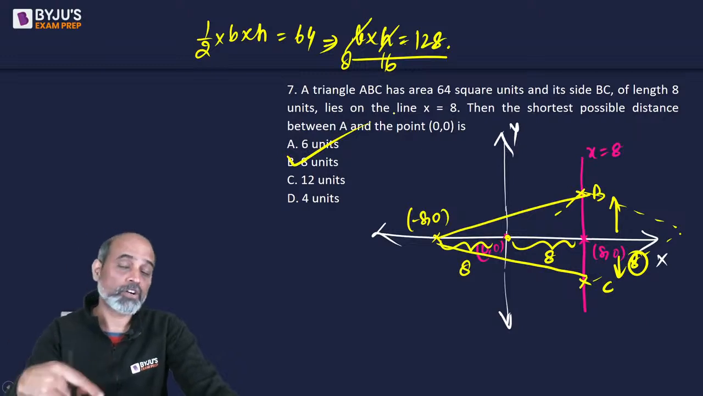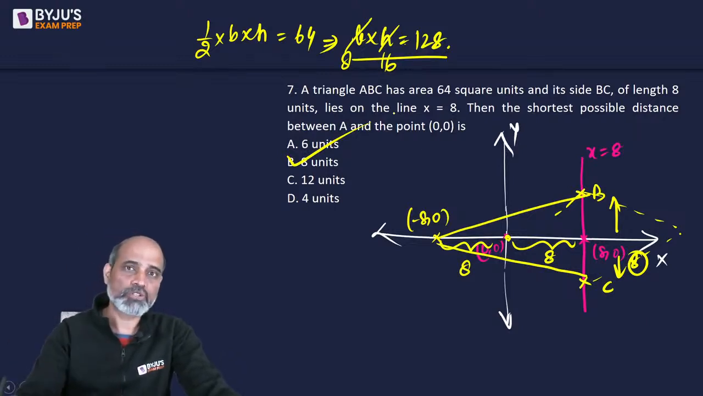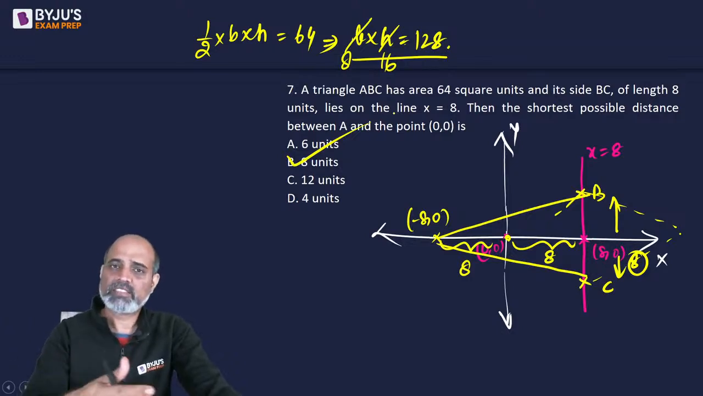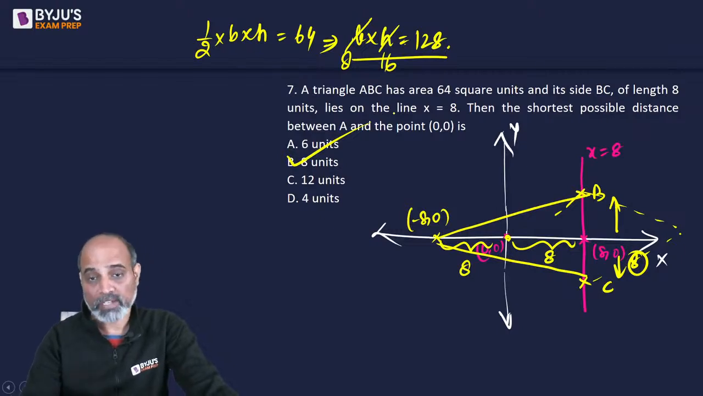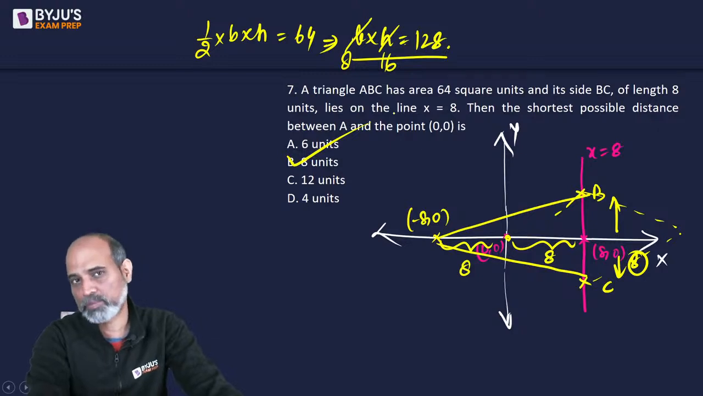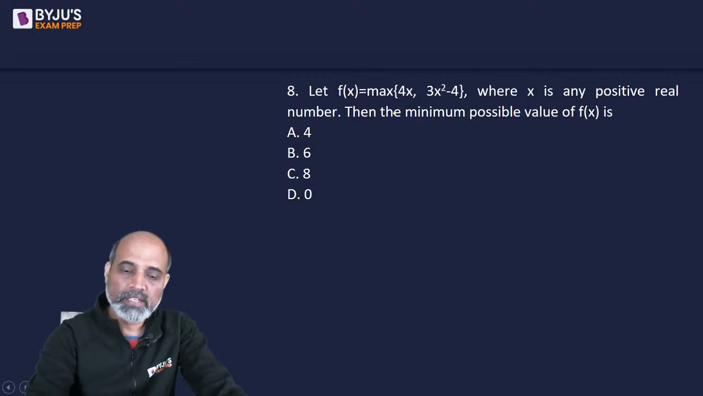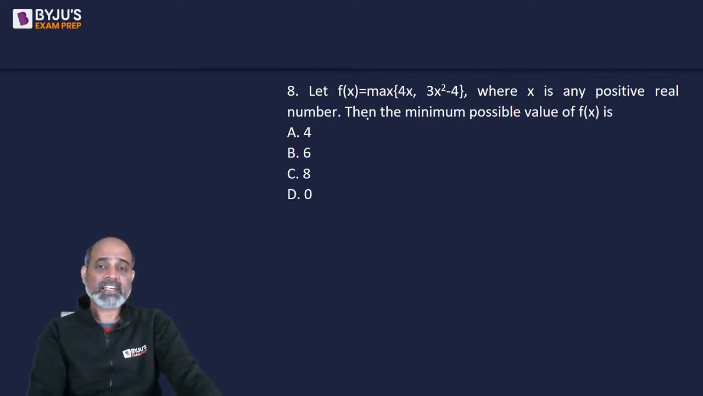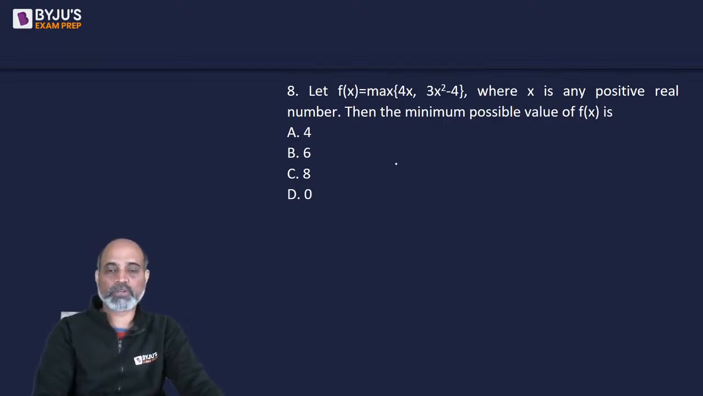So it's easier not to write a general equation of area of a triangle and the line, right, and the distance between 2 points. Let's not use that, it will be very lengthy. So it's easier if we draw the figure and try to make it symmetrical, because symmetrical things are generally minimized, right? Okay, next one. Let f(x) is equal to max of this, where x is any positive real number, then the minimum possible value of f(x) is going to be.